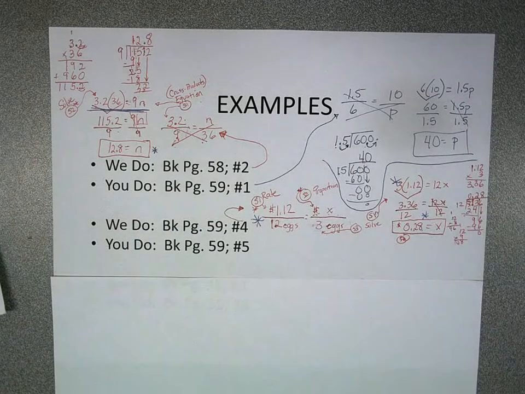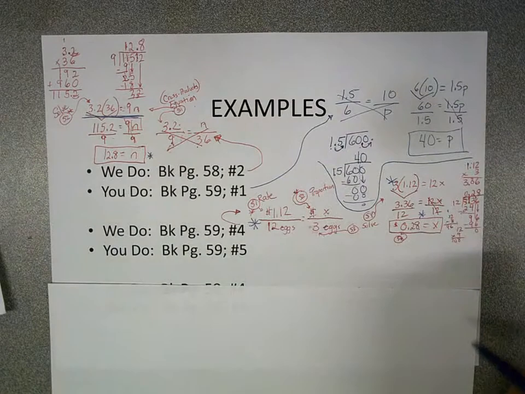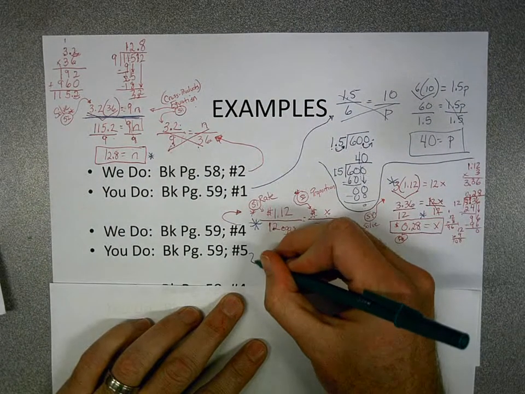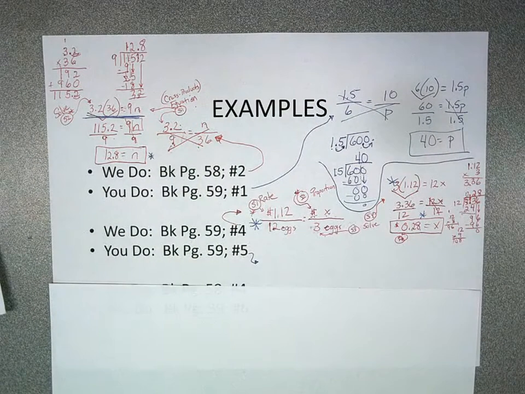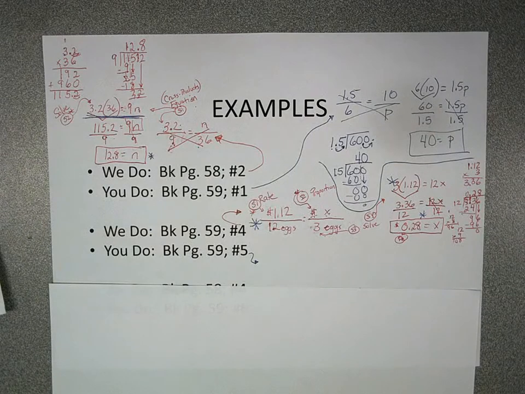All right, so problem number 5. Page 59, problem number 5 says, Sheila mixed 3 ounces of blue paint with 2 ounces of yellow paint. She decided to create 20 ounces of the same mixture. How many ounces of yellow paint does Sheila need for the new mixture?